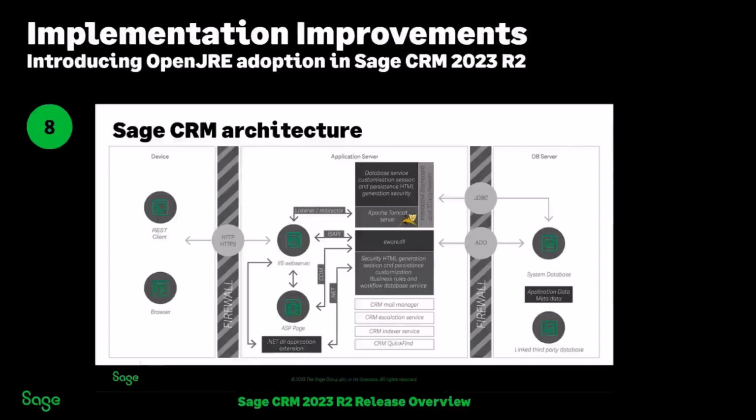Well, after that, we've made some other improvements, and this is where we're starting to look at how we have changed the implementation of the system. Up until now, we've been using Oracle Java 8, and what we've done is to provide a much greater choice and also to restrict any unnecessary costs for our customers. We've gone down the route of implementing OpenJRE as our Java runtime environment.